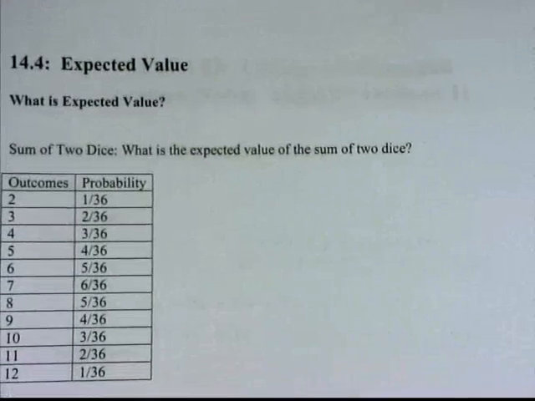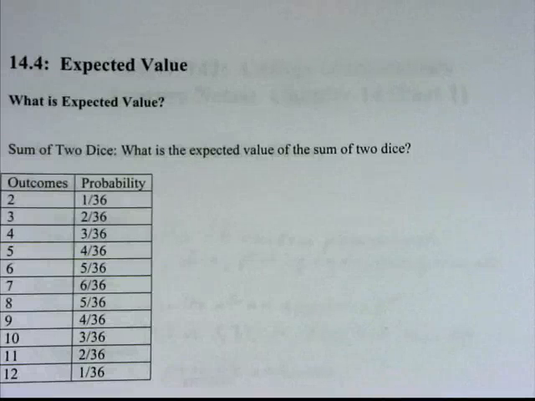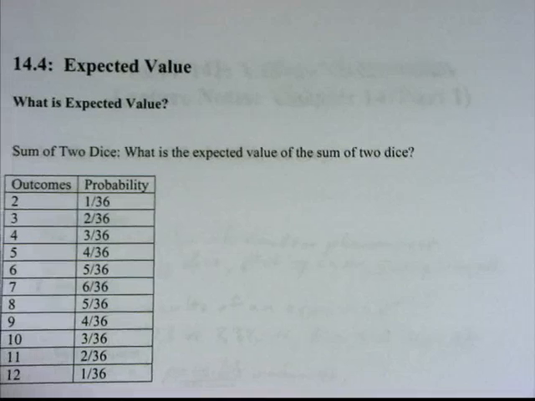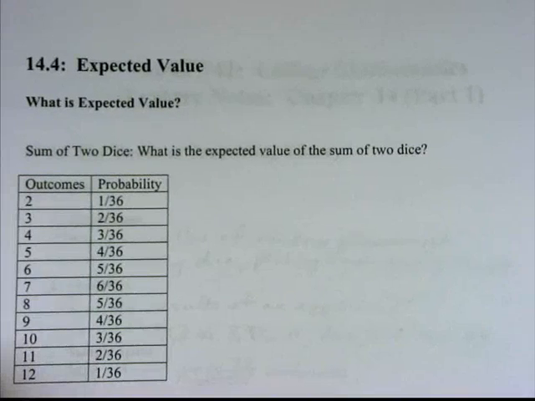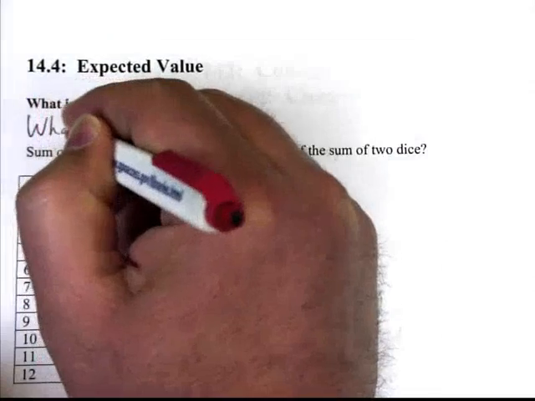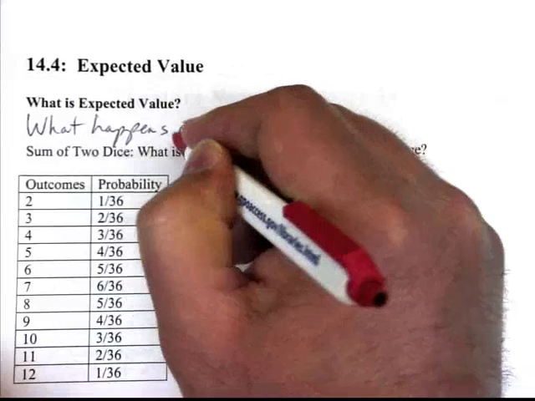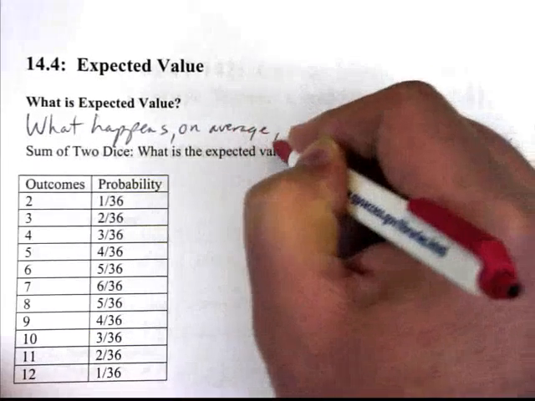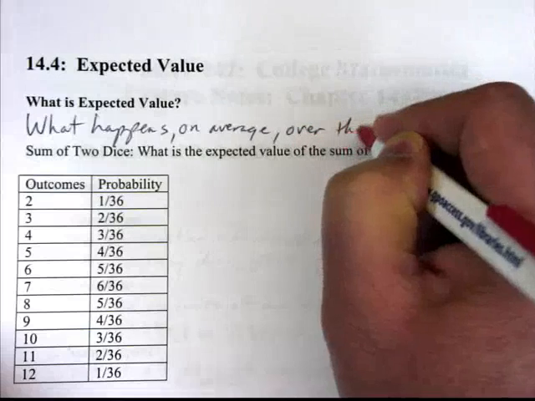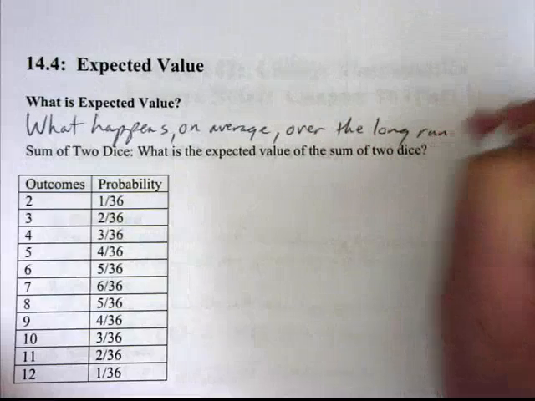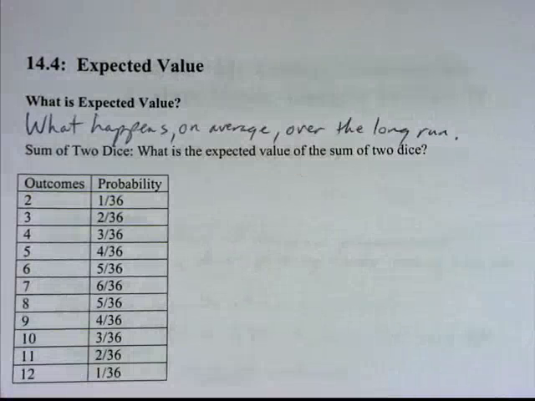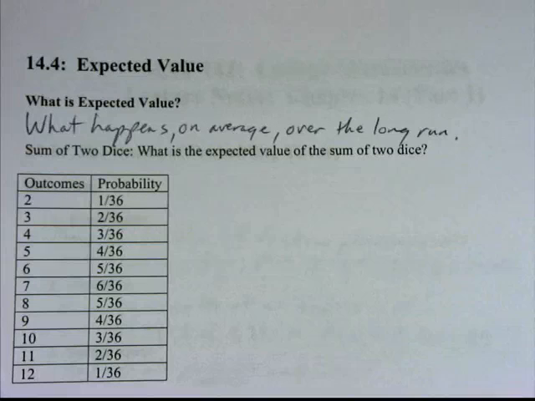Okay, so here's this section, and the first thing I want to ask is, what is expected value? The way I would describe expected value is it is what happens on average over the long run. If you're conducting some experiment over and over and over again, what on average is going to happen over the long run? So here's an example.